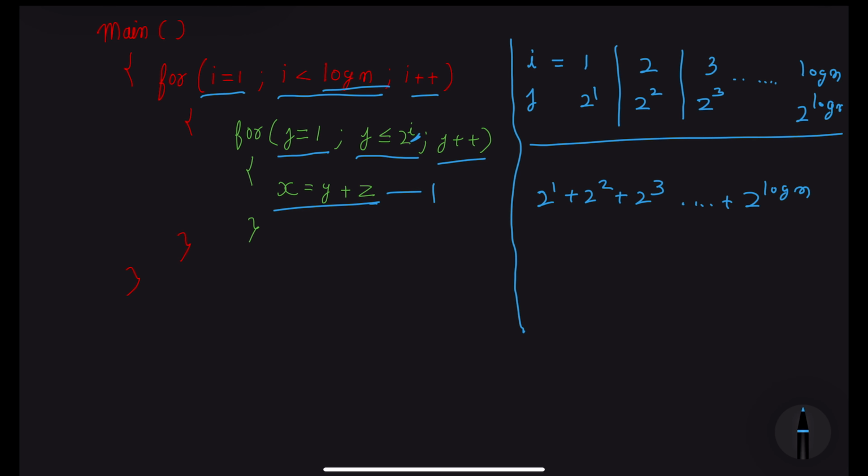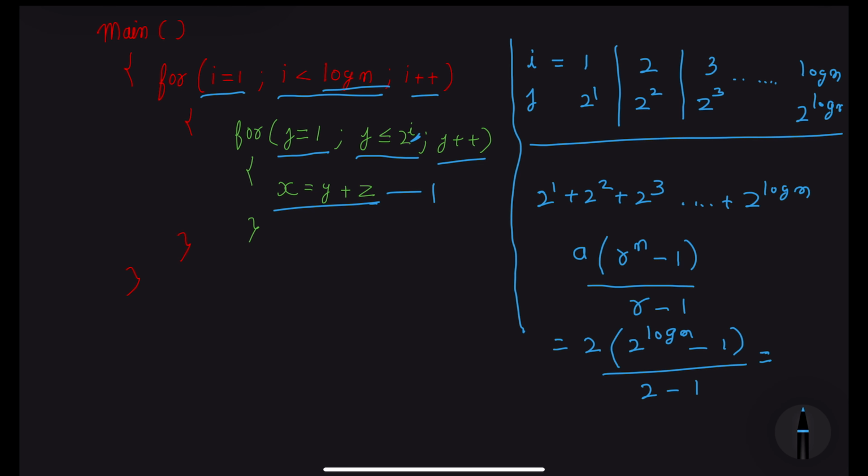Here we can identify this as a GP series. For a GP series we have a formula to sum up the values: a multiplied by (r^n minus 1) divided by (r minus 1). Here r is 2, a is also 2, and n is log n. So we can substitute the values. a is the first value, which is 2. r is the ratio between terms, so it is 2, and the number of terms is log n, so we have r^(log n) minus 1, and r minus 1 is 2 minus 1.